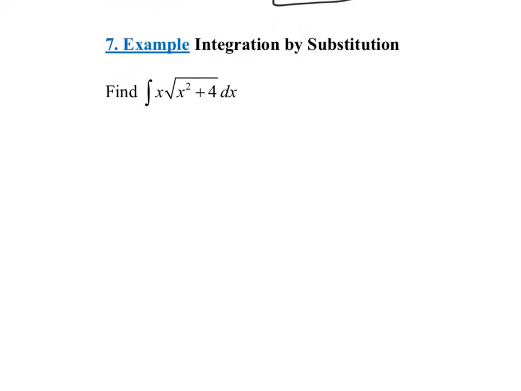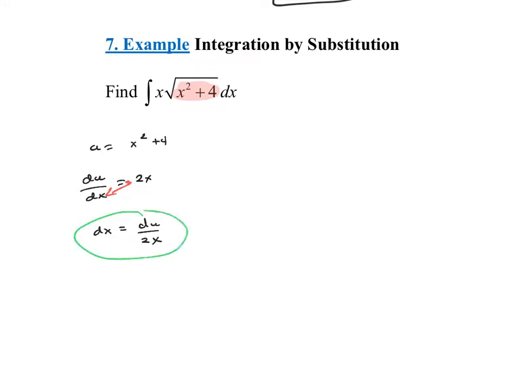Again, example 7, we're doing integration by substitution. I have the integral of x times the square root of x squared plus 4. I have a higher power of x that's also an inside function of x squared plus 4. So I'm going to let u equal x squared plus 4. I take the derivative of u with respect to x. Well, the derivative of x squared plus 4 is simply 2x. I go ahead and multiply both sides by dx. I divide both sides by 2x. I would end up with dx equals du over 2x.